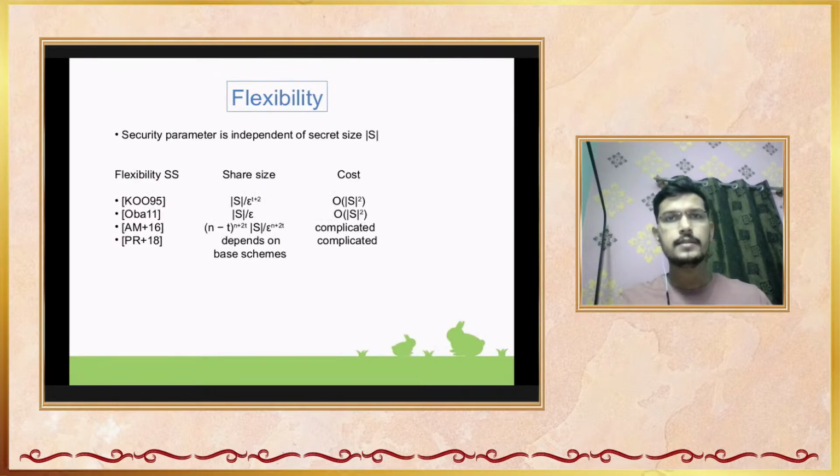And the notion of flexibility is as follows: if the security parameter in a secret sharing scheme is independent of the secret size, then the secret sharing is said to have flexibility. Now, it can be observed that the following schemes have flexibility, and accordingly, the cost of the secret sharing is listed in the third column. Of course, in some cases it is difficult, and we need to set bounds and parameters according to the secret sharing scheme, and these areas are still open.